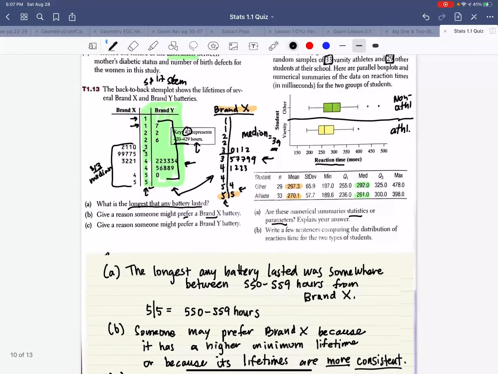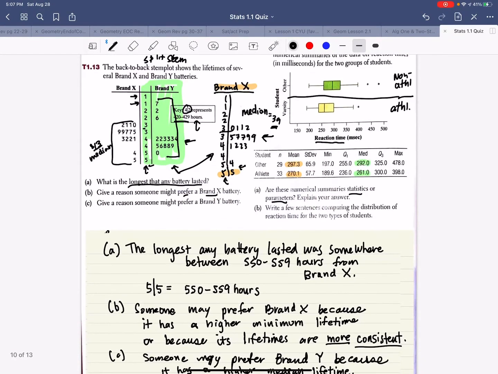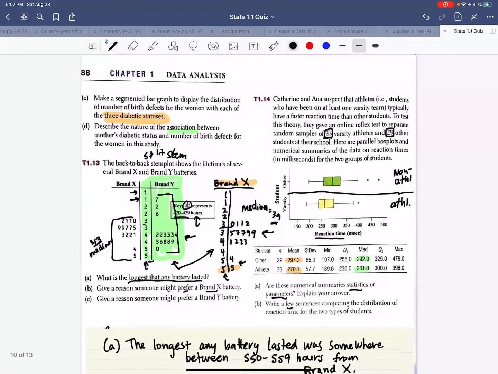All right. B, write a few sentences, a few, so that's three or more, comparing the distribution of the reaction time for the two types of students. So we definitely have a few outliers here, right? And we notice that the distribution of the reaction time for the athletes would be slightly skewed, right? Noticing that this side of the graph is somewhat smaller and this one's longer. This side of the graph is actually about the same size as that side of the graph, right? What are some other things we notice?